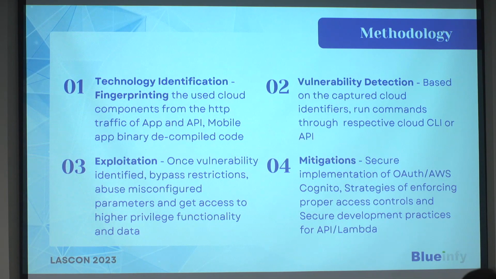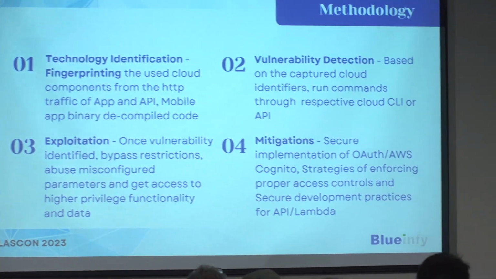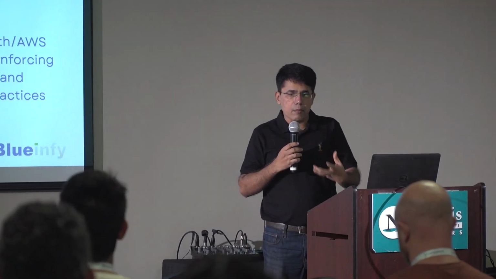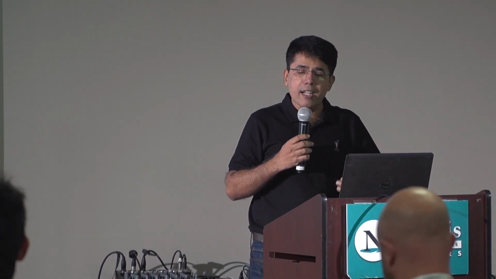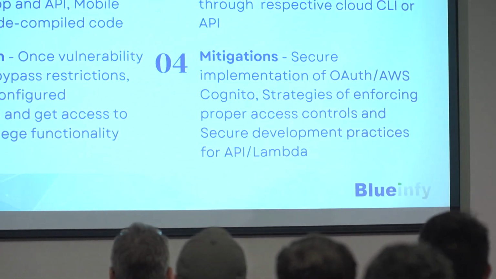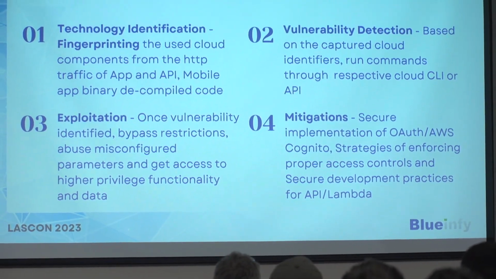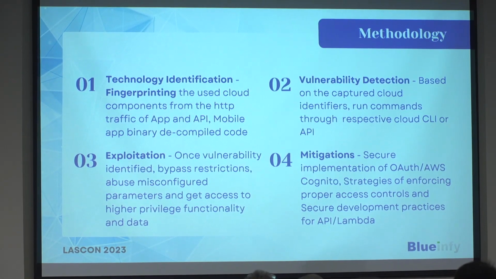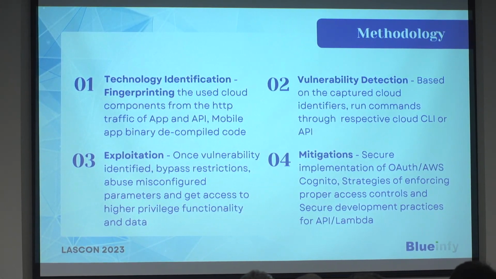The second step would be vulnerability detection. Once you identify these IDs, then try to look at whether any cloud-related vulnerability exists or not. This can be done through the AWS CLI, GCP CLI, or Azure client, by running certain commands, and you can identify whether the vulnerabilities exist. The third step would be exploitation, where once you find the vulnerability, you try to bypass restrictions, exploit misconfigured parameters, get higher-privilege functionality, and get access to the cloud. And fourth, you need to inform your partner about the fixes, like how you can do a secure implementation of your Cognito or how you can secure a Lambda. So these are the four steps, and we will look at them one by one.